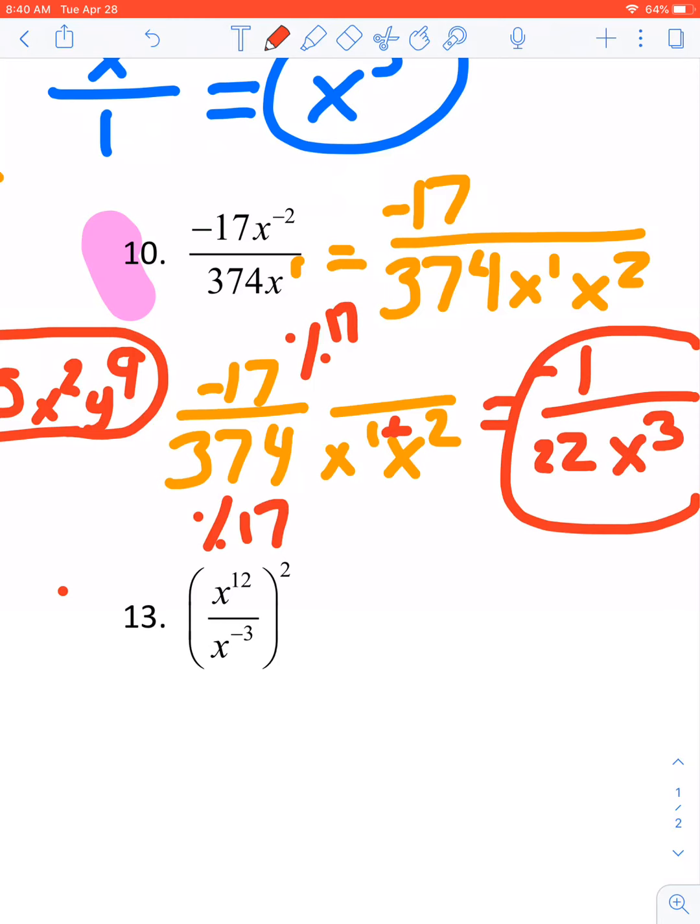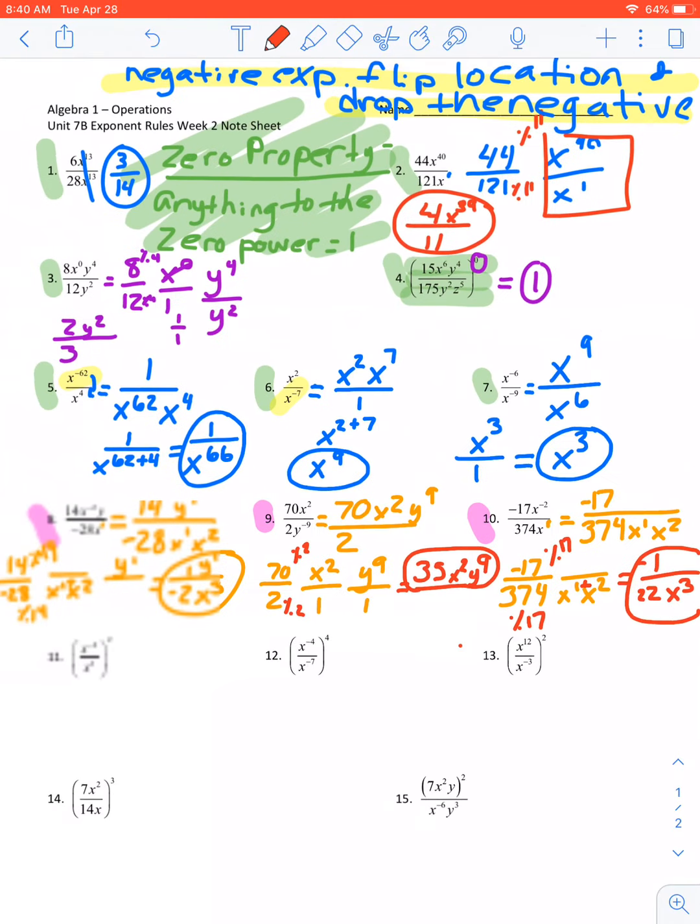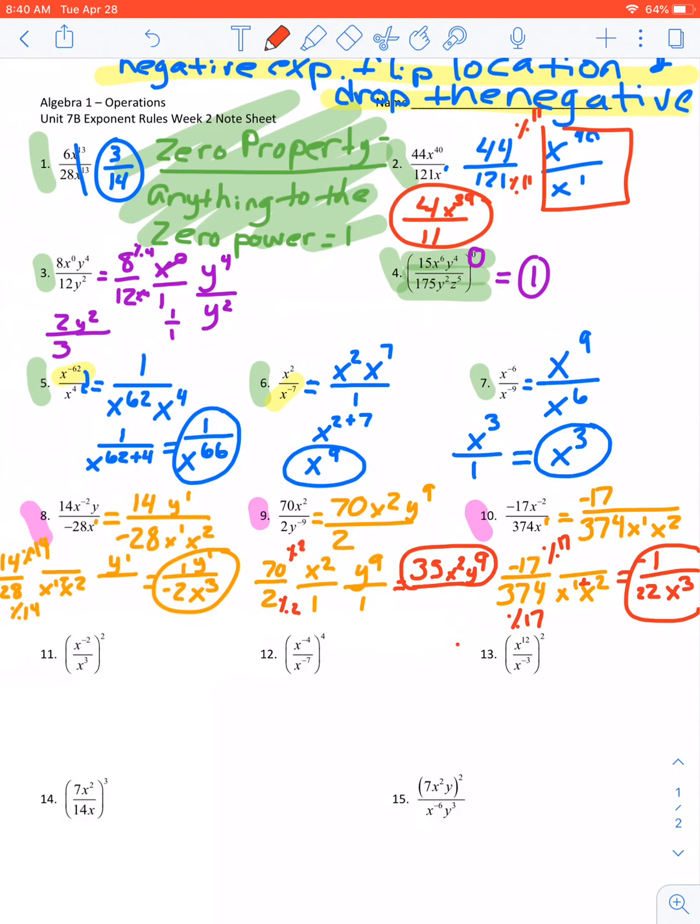Okay? So again, those problems, 8, 9, and 10, correspond to 7 and 8 on your homework. Make sure the first thing you want to do before you do anything is move the negative exponents. Do not simplify first. Move the negative exponents if there are any. If there's not, great. Then start simplifying and start combining things based on what we worked on last week.